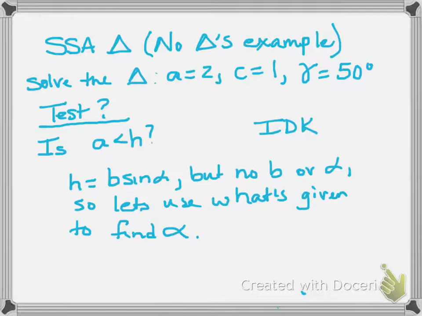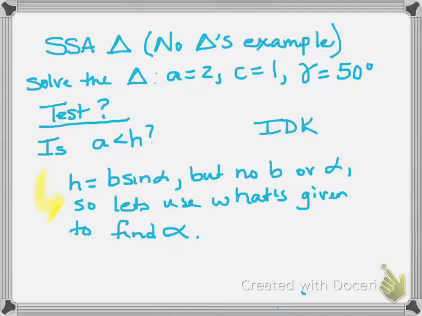So here you have to solve the triangle that's given to you as a equals 2, c equals 1, and gamma is equal to 50 degrees. So the test is: is a less than h? I go down here and I'm going to solve for h, or I think I am. So I have h is equal to b sine alpha. But when I look up here, I don't have a b, and I don't have an alpha. So I don't know if a is less than h.